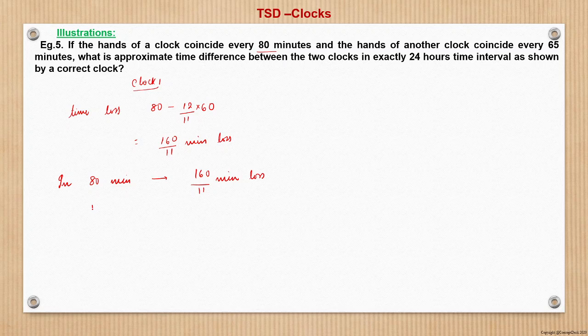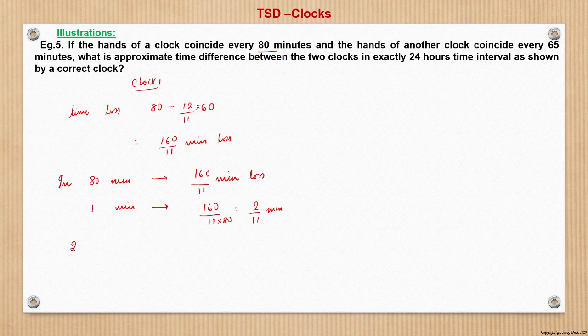So in 1 minute, using the unitary method, it will be 160 upon 11 into 80, sorry, upon 80, which is 2 by 11 minute.